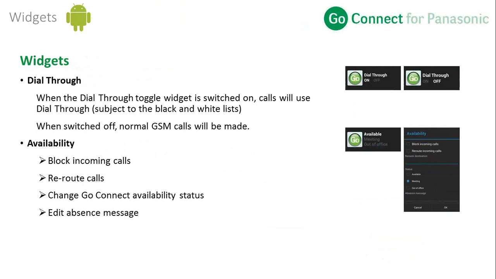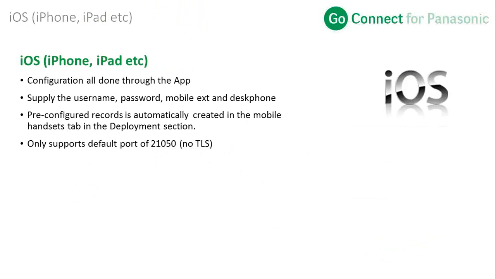Once you've installed the GoConnect mobile application on your phone, then you can install the widget in the normal way. In the case of an Android phone, you press and hold on the desktop on your phone, go to widgets and browse for the ones you want to add. So they are all there.